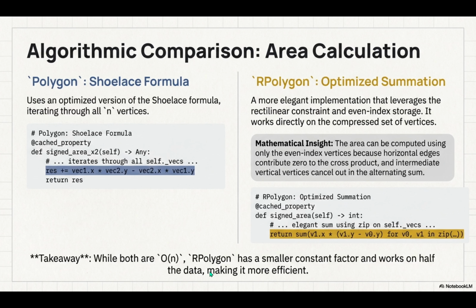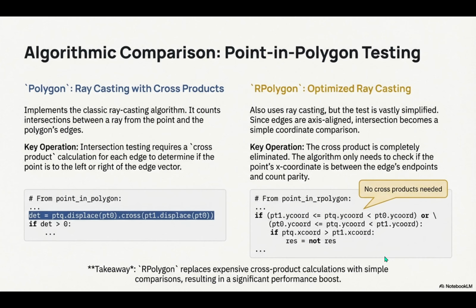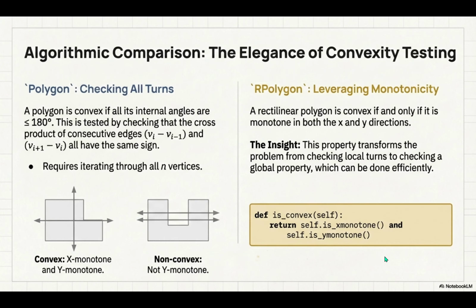Okay, let's move to one of the more abstract tests, convexity testing. For a general polygon, determining if it's convex means checking every single internal angle to make sure it's less than or equal to 180 degrees. That sounds like a heavy calculation. It is. It's O(n) in vertices and in cross product checks. But the R polygon cheats the system. It uses a geometric property called monotonicity. Monotonicity. Define that simply for us. What does it mean to be monotone?